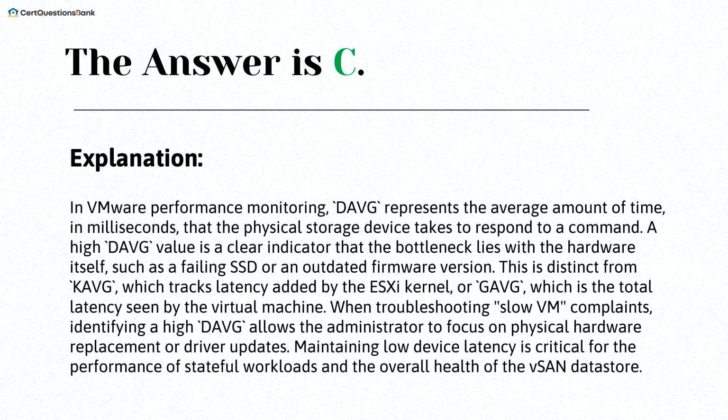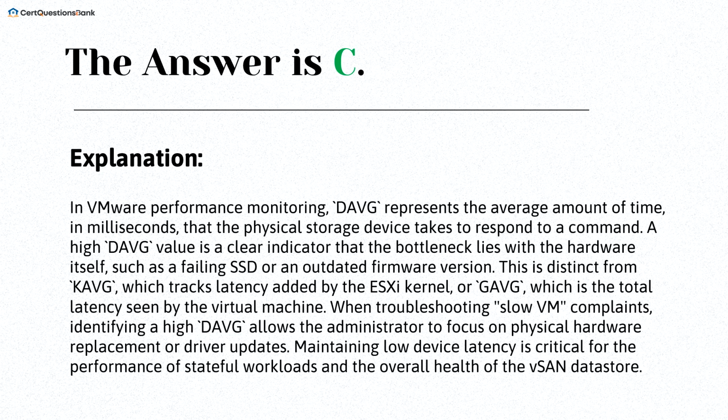In VMware performance monitoring, (DAVG) represents the average amount of time, in milliseconds, that the physical storage device takes to respond to a command. A high (DAVG) value is a clear indicator that the bottleneck lies with the hardware itself, such as a failing SSD or an outdated firmware version.